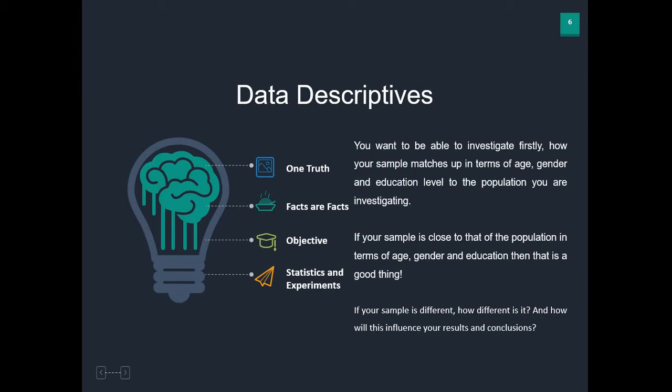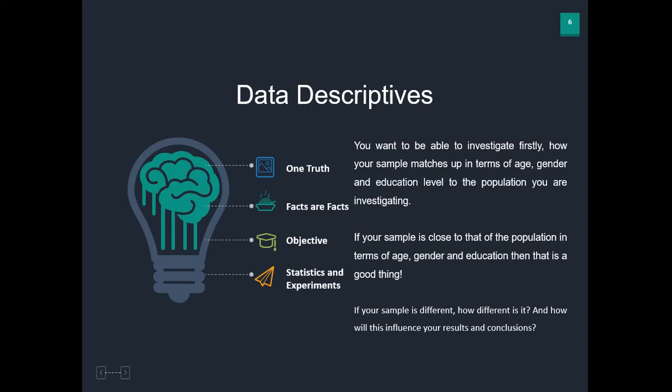So it's not necessarily a bad thing, but for an example, in the population as a whole, you may see a census study and it may have 60% of females and 40% of males. But you may find in your sample, for example, it's the other way around. You have 60% males compared to 40% females. So you want to see how different it is, and therefore you need to be aware of how that could influence your results and your conclusions.